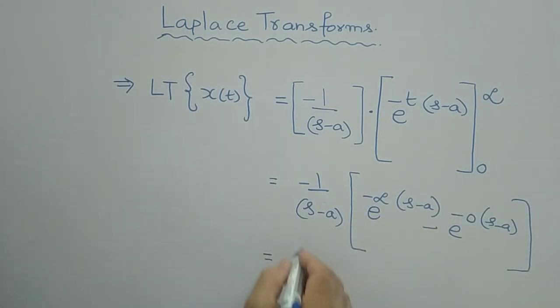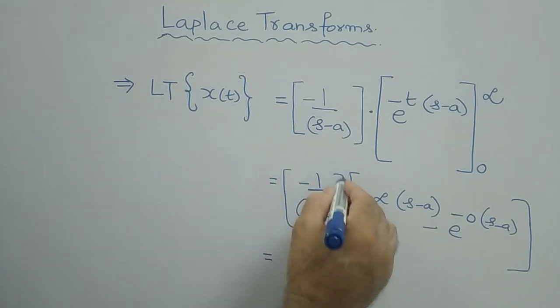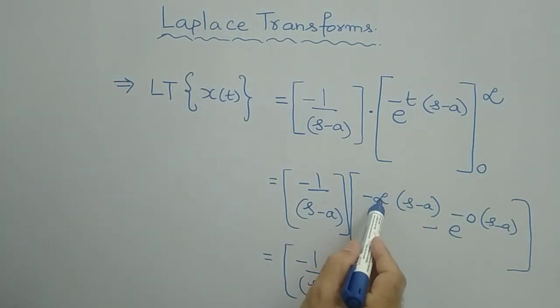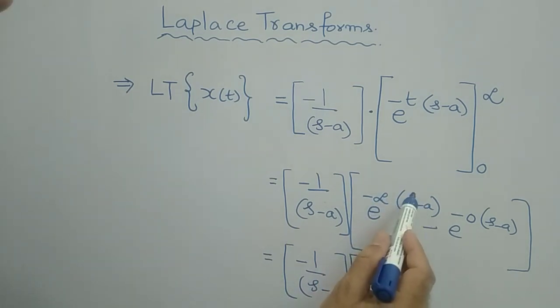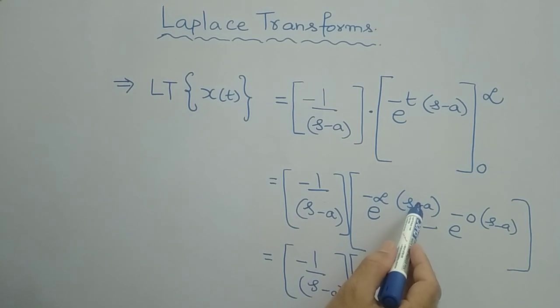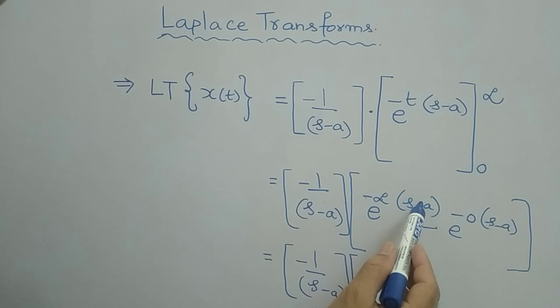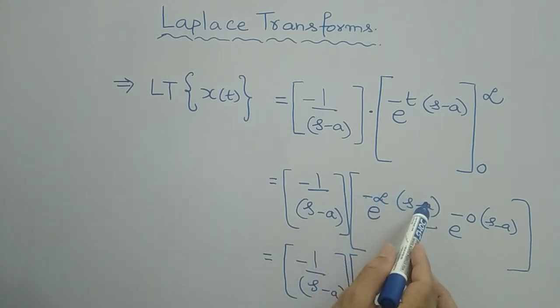This is equal to minus 1 by s minus a, right? You can put it in brackets, don't write like that, or you can, nothing wrong in that. Okay, then see here, e power minus infinity into s minus a. Minus infinity means infinity into something is infinity. Clear? Infinity into something is infinity, but minus is there, therefore the entire part is minus infinity.